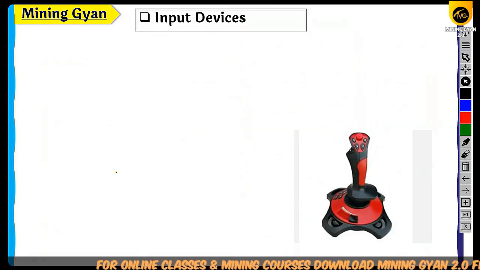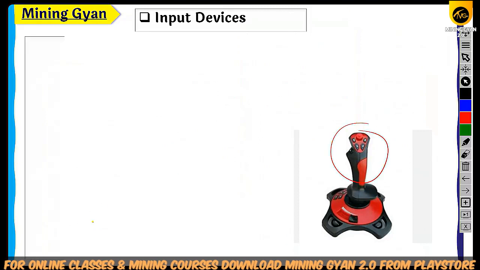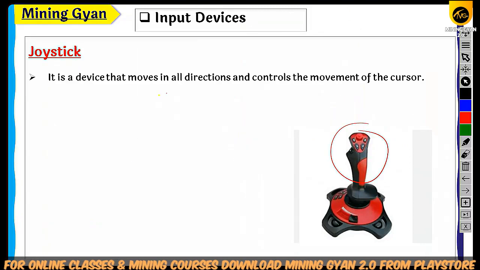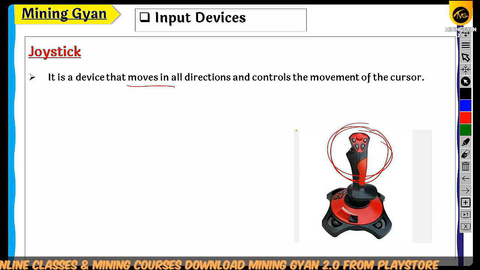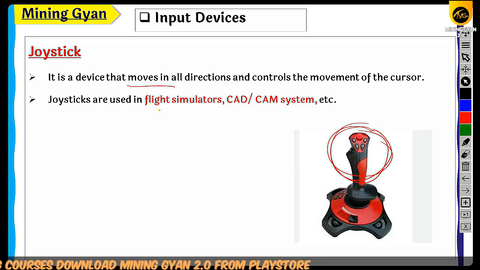Now the next one is the joystick. You can see that this is called a joystick. A joystick is a device that moves in all directions and controls the movement of the cursor. You can control the cursor by moving this pedal. Joysticks are used in flight simulators and CAD and CAM systems, also for graphing.